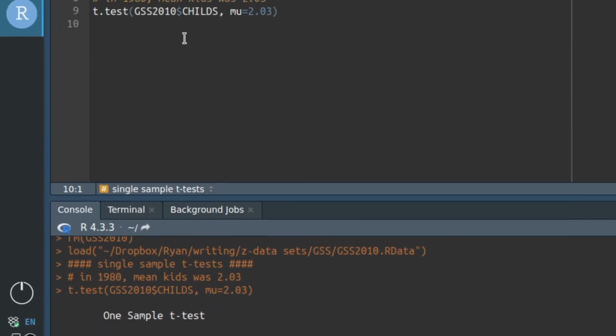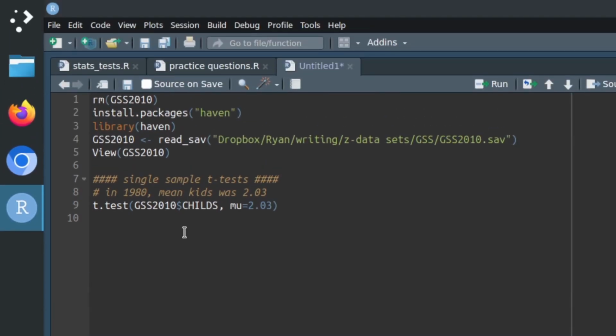Our second one is going to be a proportions test. So this is a single sample proportions test, and for this one, again, I've given a target value that I pulled out of the GSS as well. In 1980, about 60.5% of Americans were married. We need to see if that's still true, or was still true, in 2010.